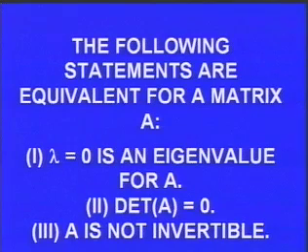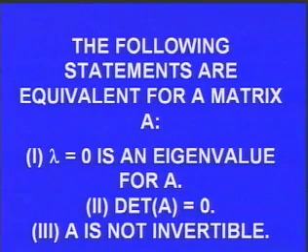All right, the following statements are equivalent for a matrix. If I have some matrix named A, the following three statements are equivalent. The first statement says lambda equal to 0 is an eigenvalue for A. So I have one of my eigenvalues chosen to be 0 for A, if and only if the determinant of A is 0, and that's going to happen if and only if A is not invertible.